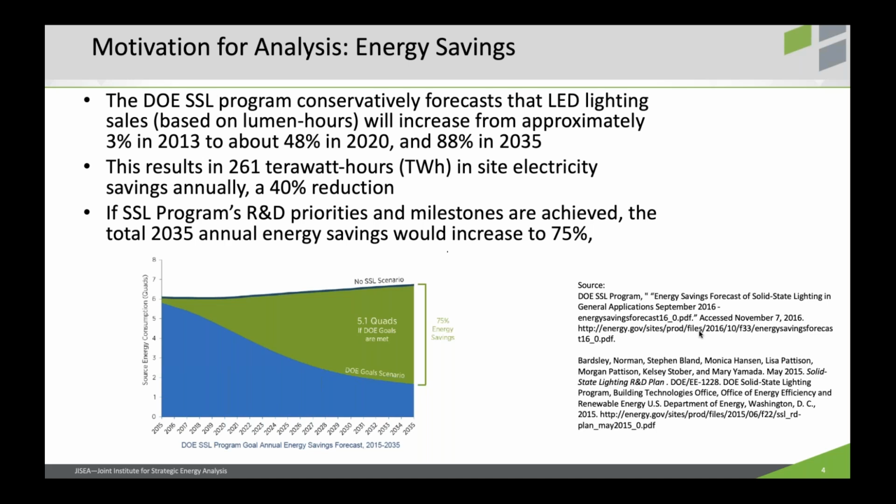They further figured that if they were a little less conservative, and all the priorities and milestones that they laid out in their roadmaps were achieved, you'd actually get an even higher increase of 75%.